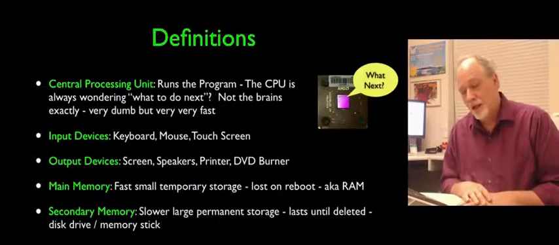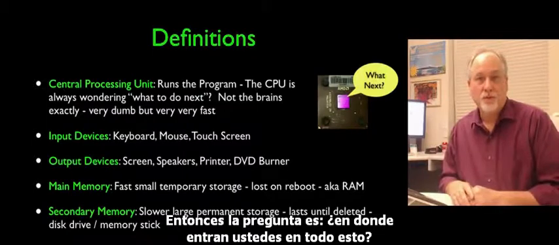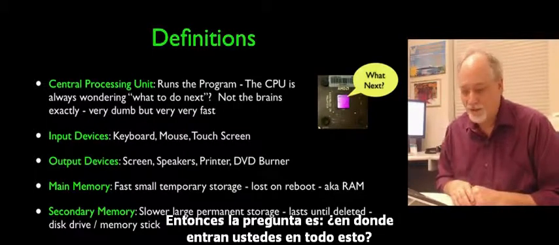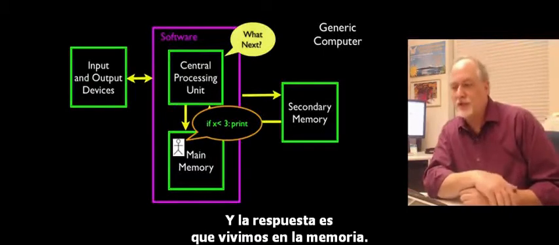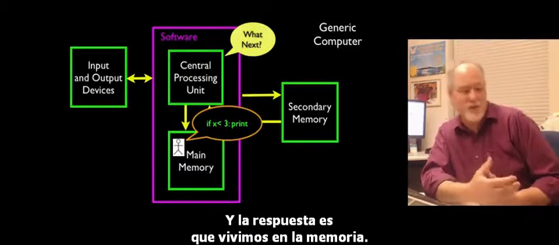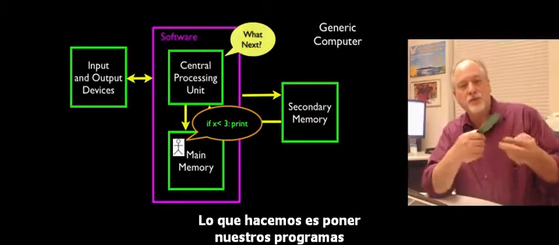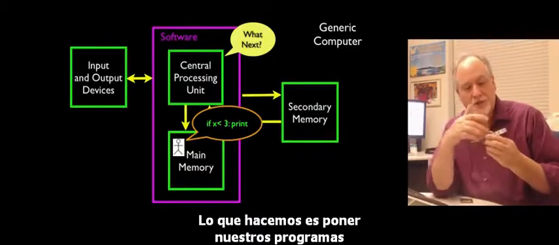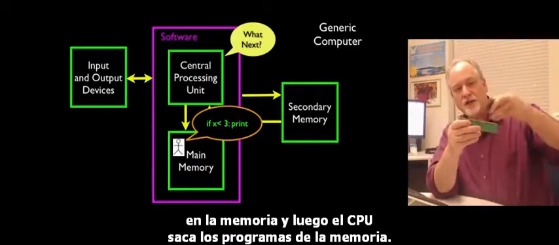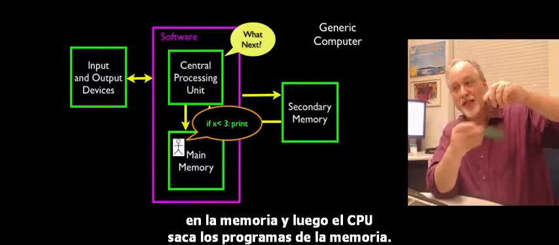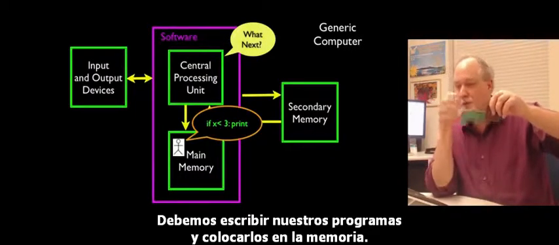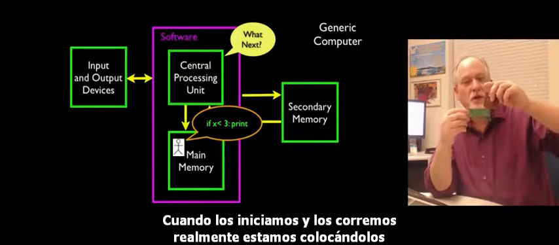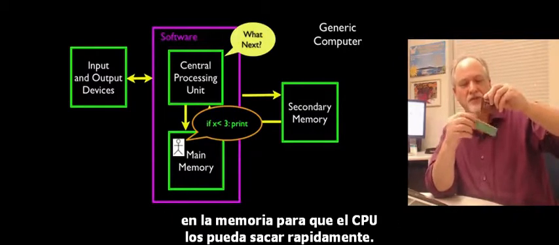Okay? So then the question is, where do you belong in this? Where do programs live? Where do we write? And the answer is, we kind of live in the memory, right? What we do is we put our programs into the memory, and then the CPU pulls the programs out of the memory. So we have to write our programs and put them into the memory. When we start them and run them, we're really loading them into the memory so they can be fed rapidly to the CPU.